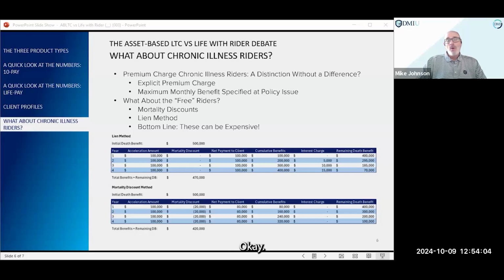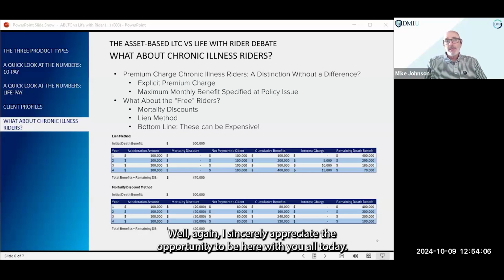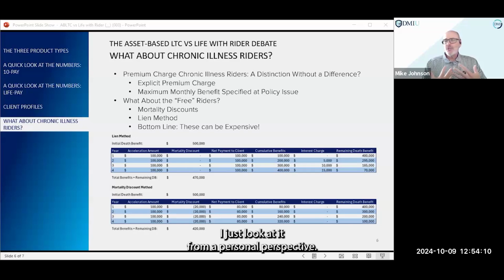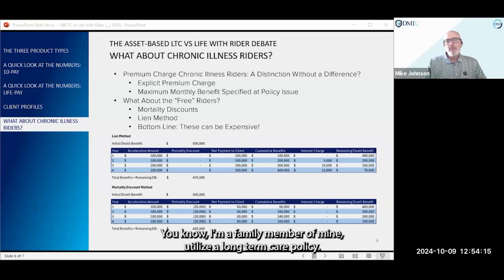Excellent. Okay. Well, again, I sincerely appreciate the opportunity to be here with you all today. I look at it from a personal perspective. A family member of mine utilized a long-term care policy, and if we didn't have that resource available to us, I shudder to think about what would have happened. So I know how important it is to lock down that peace of mind and have that protection in place.